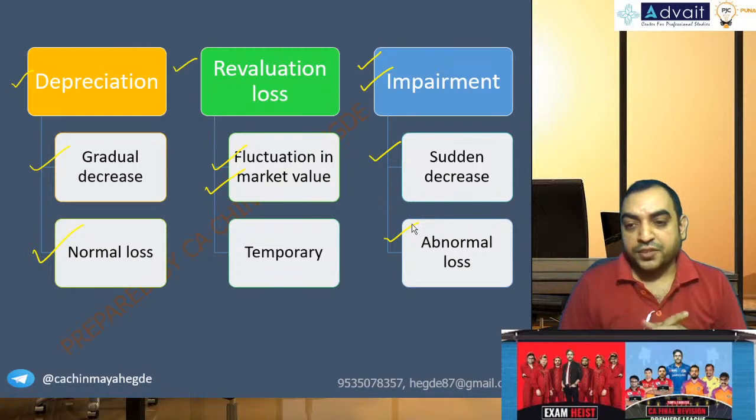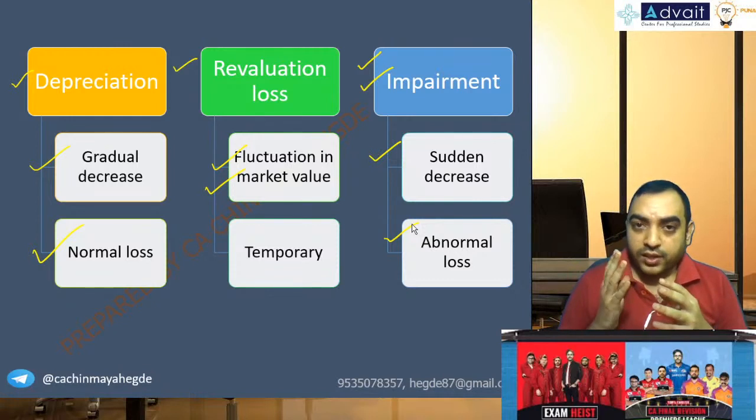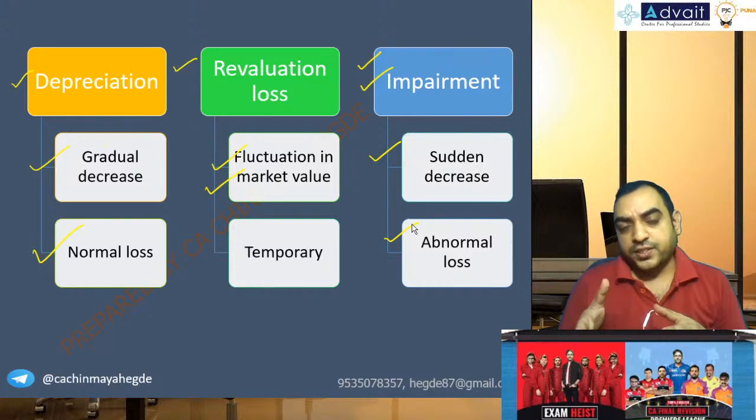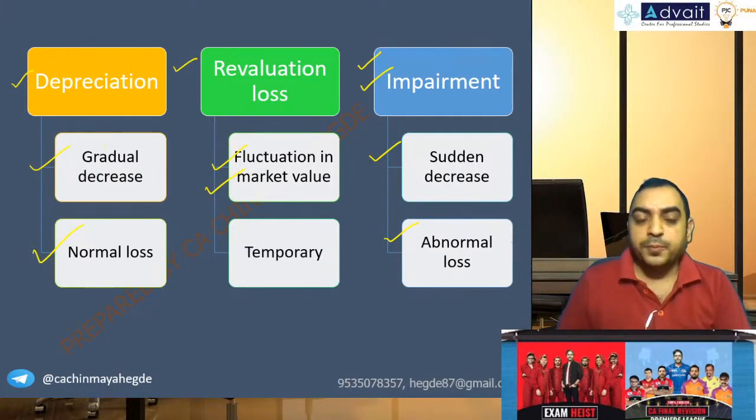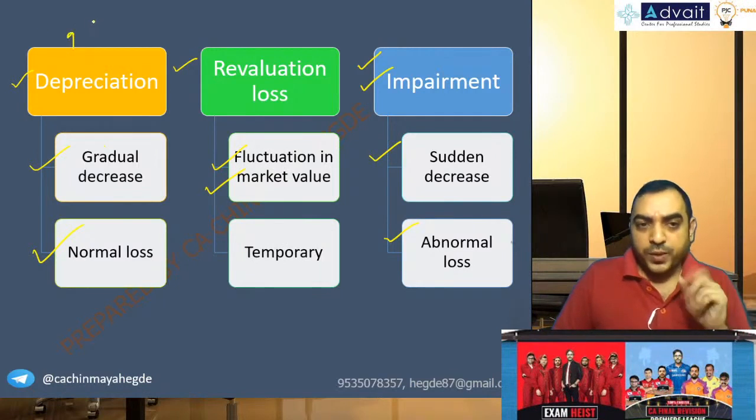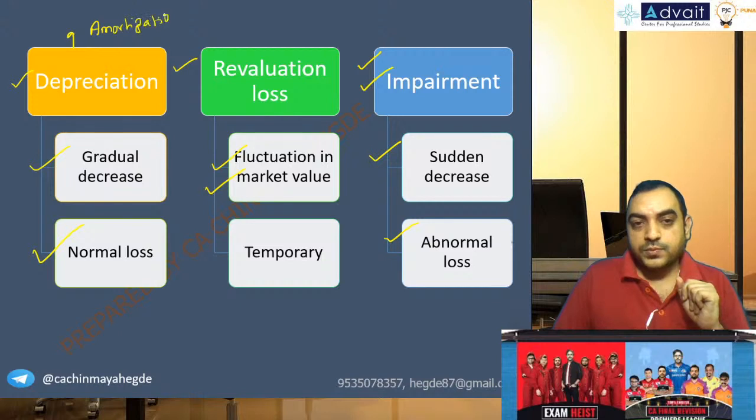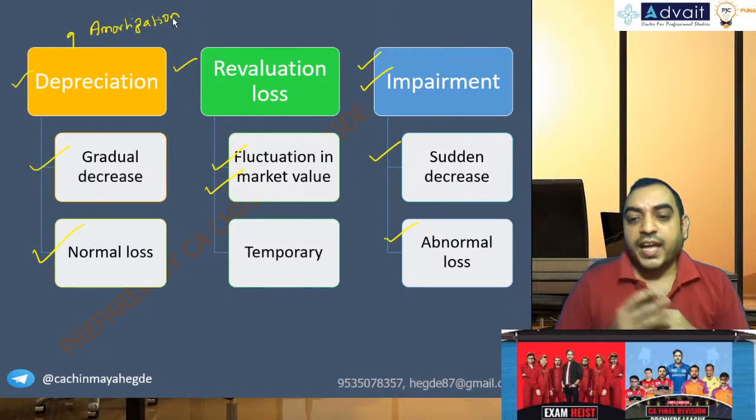How is amortization different from them? For tangible assets, we use the word depreciation. For intangible assets, we use the word amortization. So for understanding purposes, understand depreciation as amortization also. For tangible assets, we use the word depreciation; for intangible assets, we use the word amortization. Apart from that, they are the same. Only a terminology difference. Conceptually, they are not different.